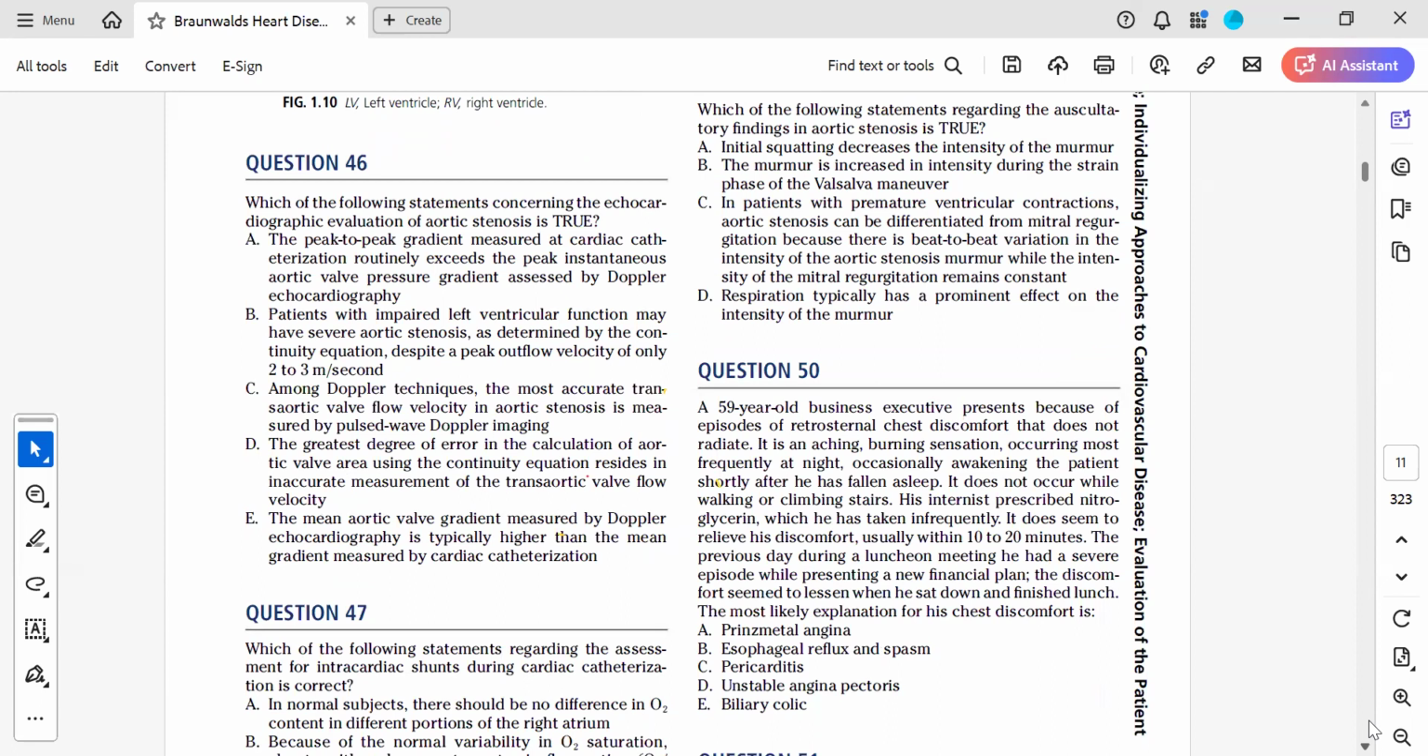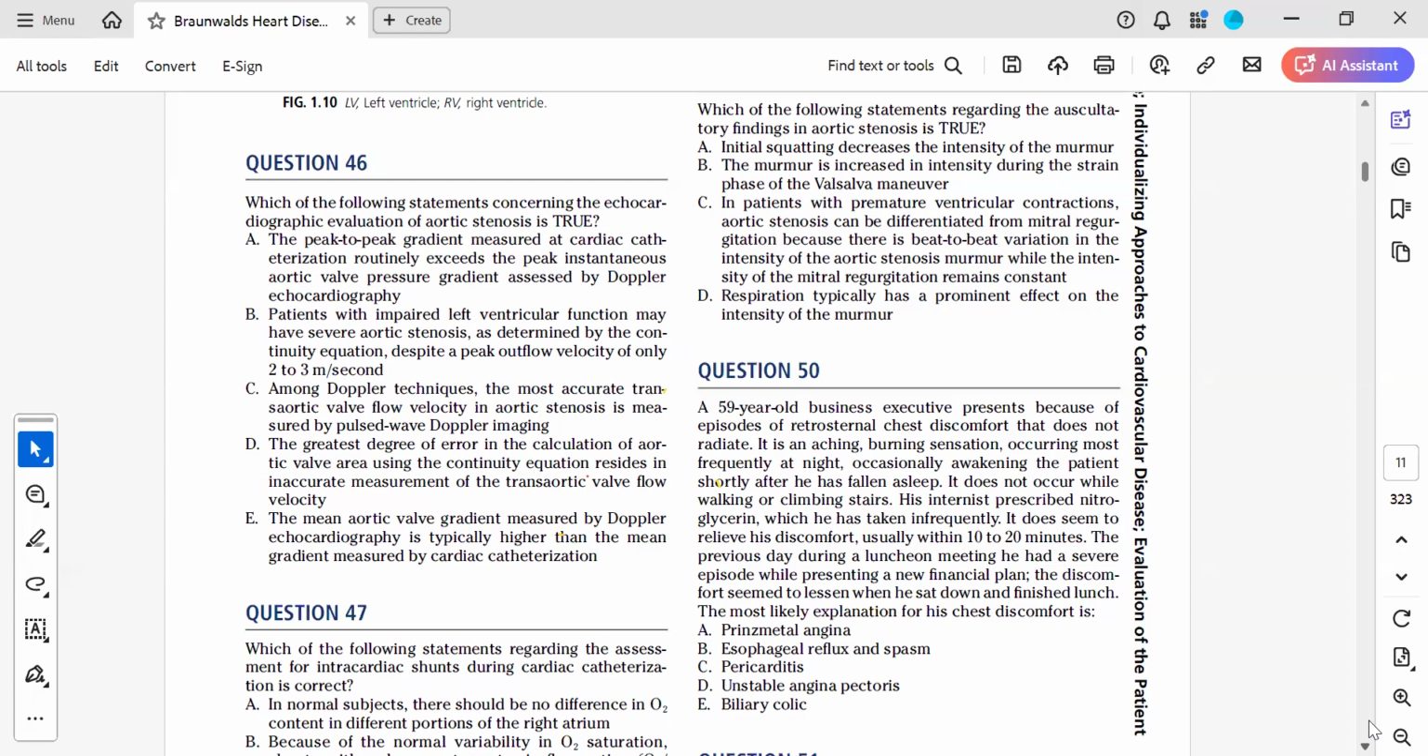Number 50. A 59-year-old business executive presents because of episodes of retrosternal chest discomfort that does not radiate. Let's note that the chest discomfort does not radiate. It is aching, it is burning. Let's note that too, it's burning. It occurs most frequently at night, occasionally awakening the patient shortly after he has fallen asleep. So it's not related to activity, it's worse at night. It does not occur while walking or climbing the stairs.